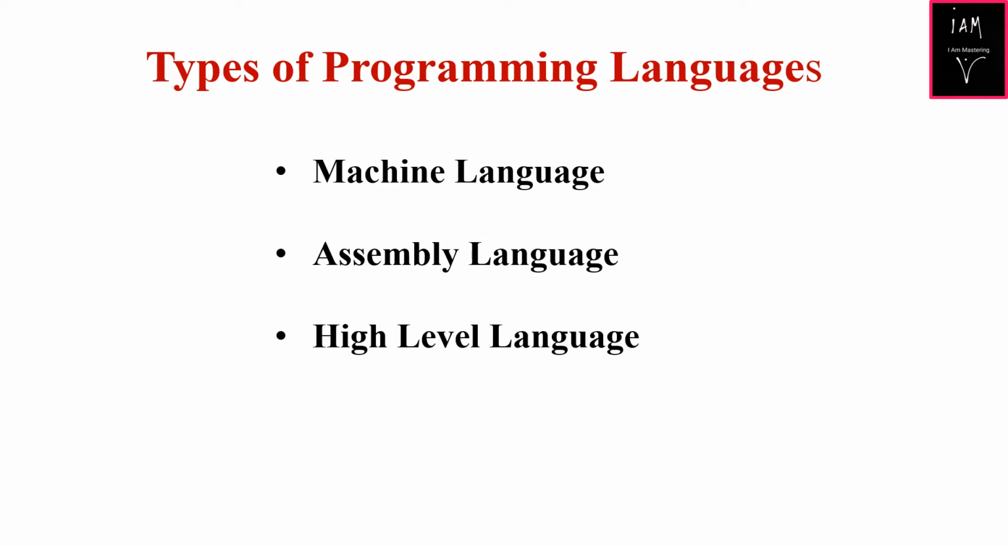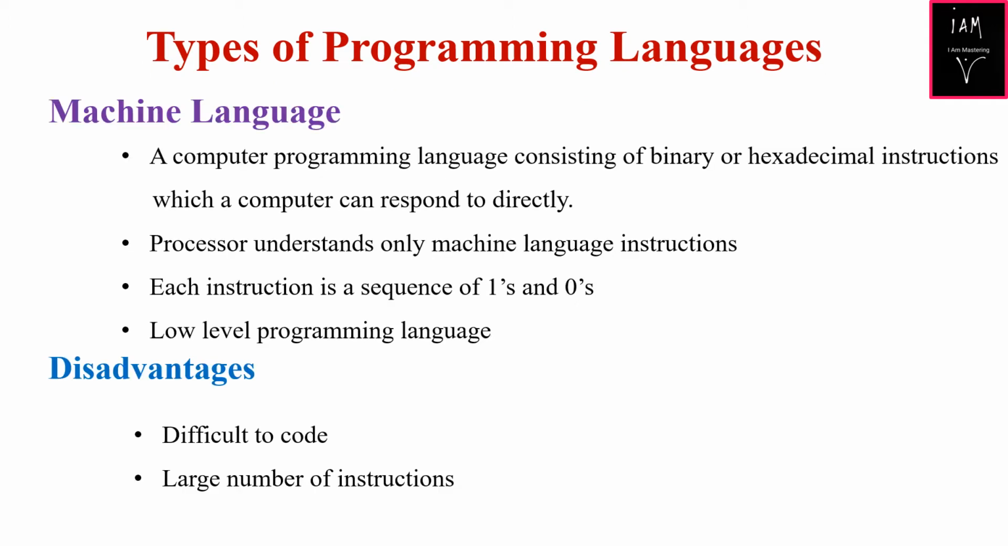The languages which are more or less in human readable form, or more similar to the English language, are known as high-level languages. Low-level language is closer to the processor, while high-level language is farther away from the processor. Let us see the types in detail.